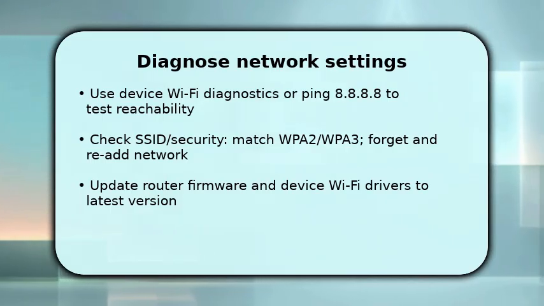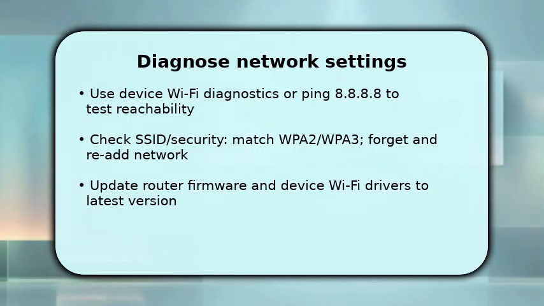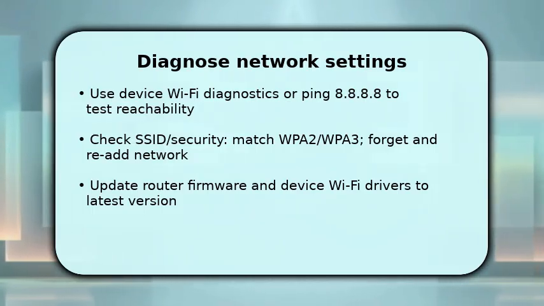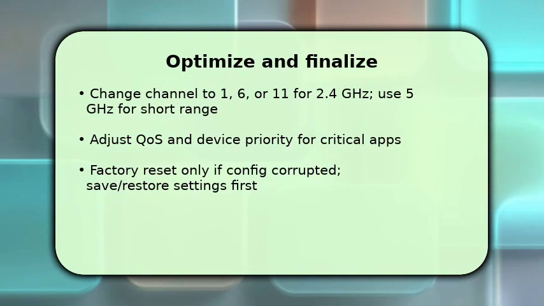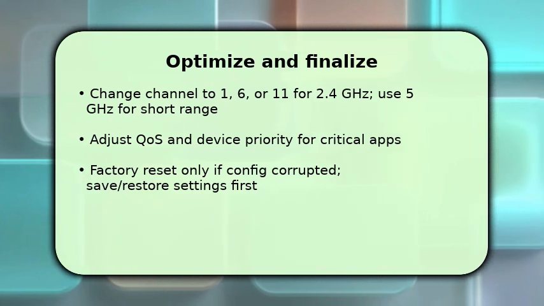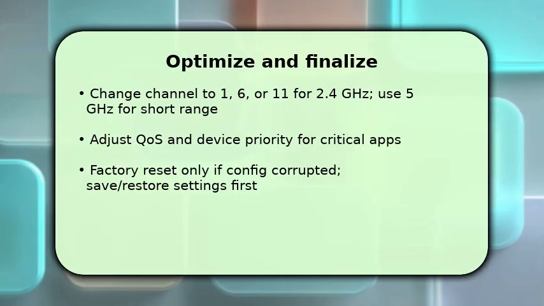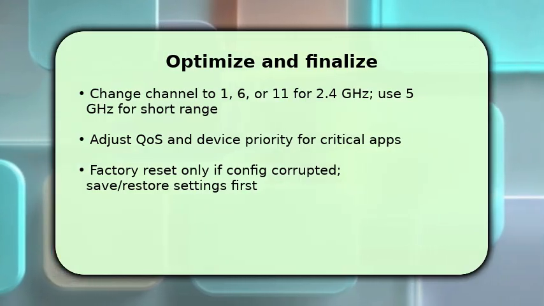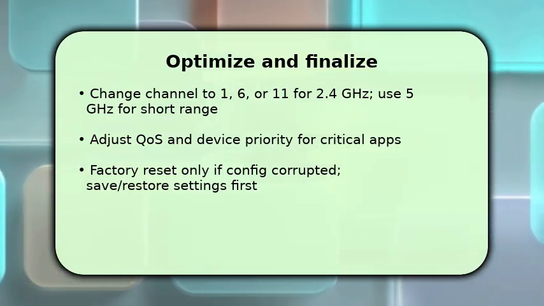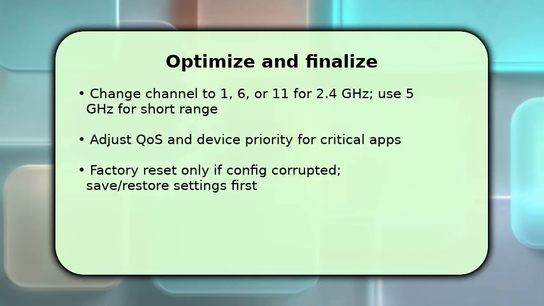Then check router firmware and update Wi-Fi drivers on your computer or phone so known bugs are fixed. Updating is critical. To finish, optimize channel and bands. Switch 2.4 GHz to channel 1, 6, or 11 to reduce overlap, and prefer 5 GHz for nearby devices that need speed. Then configure QoS to prioritize video or work devices so latency improves for critical tasks.